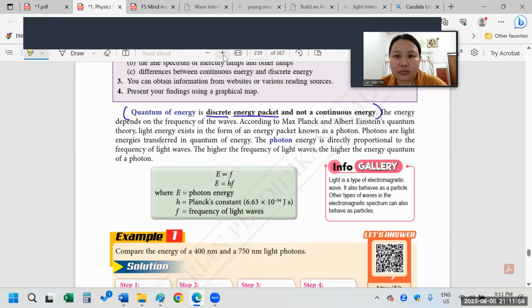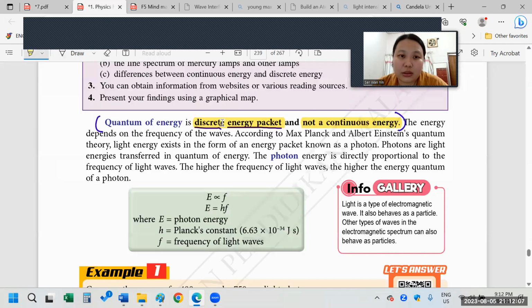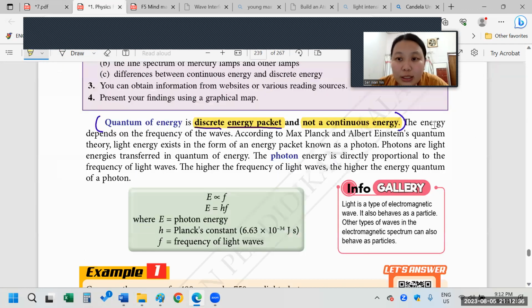Okay, so jot down here already. Quantum energy is a discrete energy packet, and not a continuous energy.